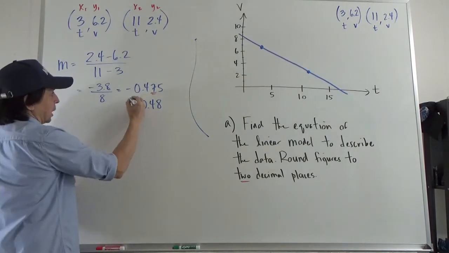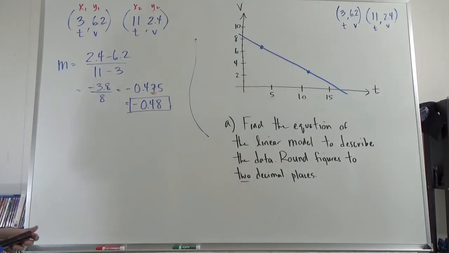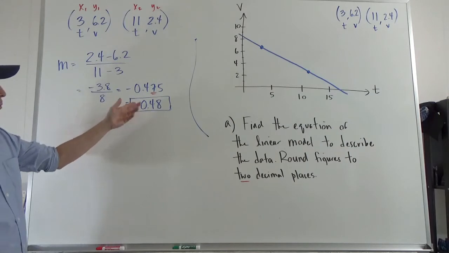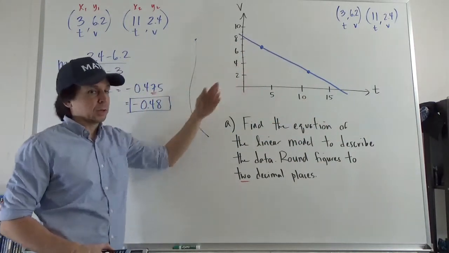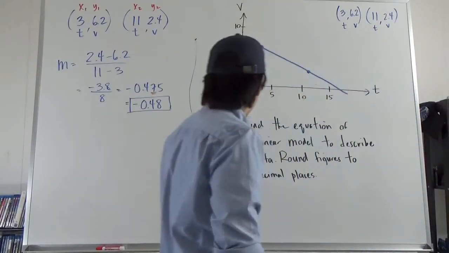I'm going to circle that, but that's not my answer. That's the slope, but that is one of the crucial pieces there. And so that's the slope of the line. Why is it negative? Because it's a downward sloping line. So we're getting the equation of that line that I drew there. And it definitely has a downward slope.